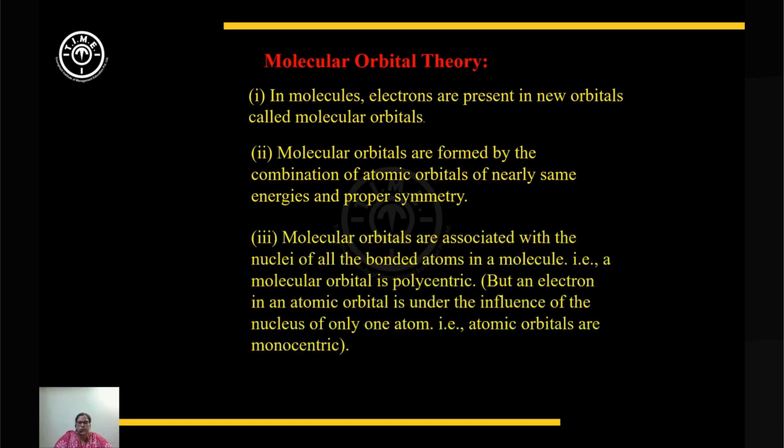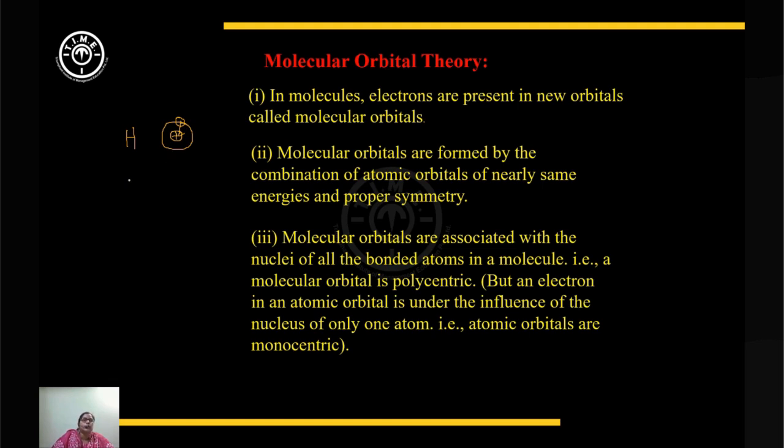Molecular orbitals are associated with the nuclei of all the bonded atoms in a molecule. That is, a molecular orbital is polycentric. But an electron in an atomic orbital is under the influence of the nucleus of only one atom. That is, the atomic orbital is monocentric. If we take the hydrogen atom, it has only one electron and this electron is present in the first orbit. So this electron is under the influence of the nucleus of one hydrogen atom.